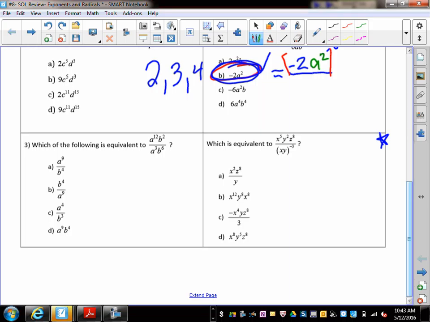Alright, which is equivalent to this? Now, I like to simplify what's inside parentheses first, and then distribute my negative from there. Can I simplify my x and y any more than it already is? No. So let's distribute that -3. So x to the 5th, y squared, z to the 8th, over x to the -3rd, y to the -3rd. So I distribute it to each one.